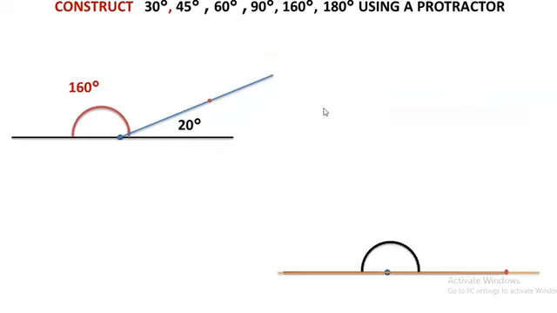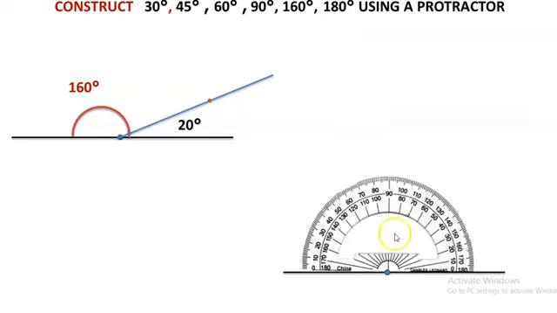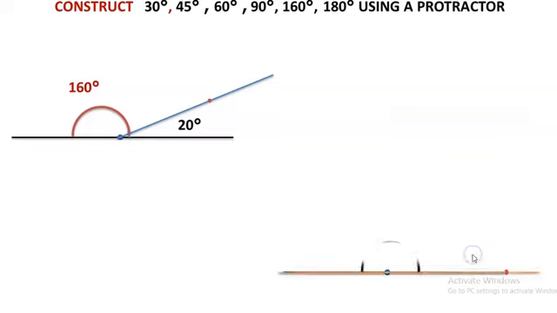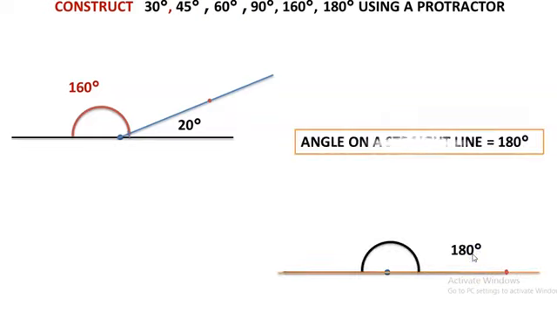Then the last one is 180 degrees. You can see the total is 180 degrees from the point where the protractor touches the horizontal line to the other side. You understand that? So the total sum of angles on a straight line is 180 degrees. Is that clear?